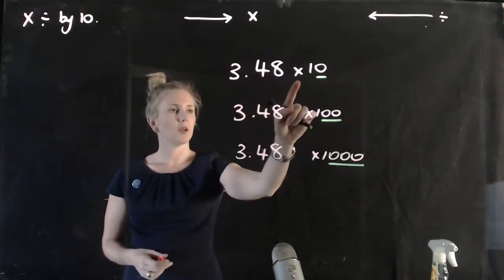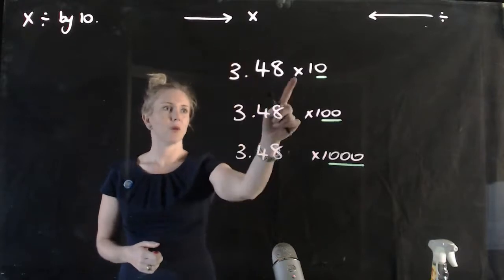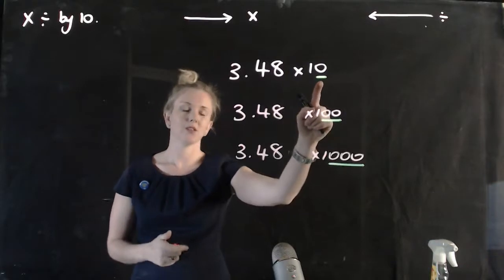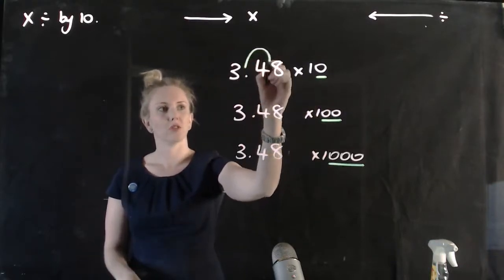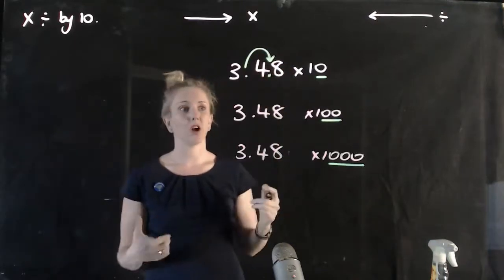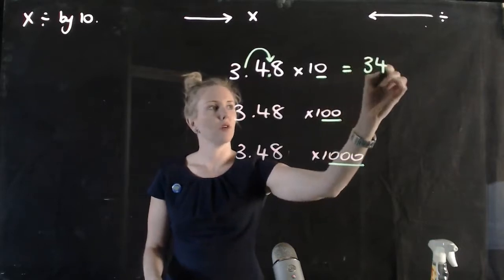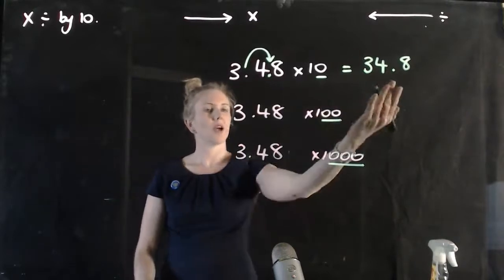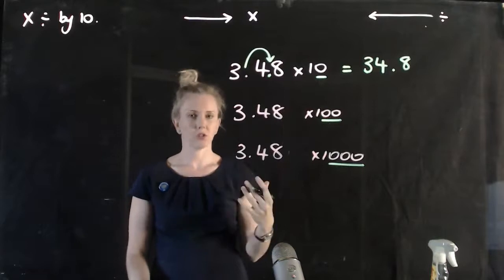Okay, so I'll show you an example. 3.48 times by 10. I'm going to be moving my decimal point this way because I'm multiplying, and I'm going to move it just one place because there's one zero in the question. This is the working out that you should actually show when you're doing it. Then, to get the question right fully, you would need to rewrite your answer: 34.8. So 34.8 is bigger than 3.48, and that's because I've multiplied it, and that's what your answer should show.